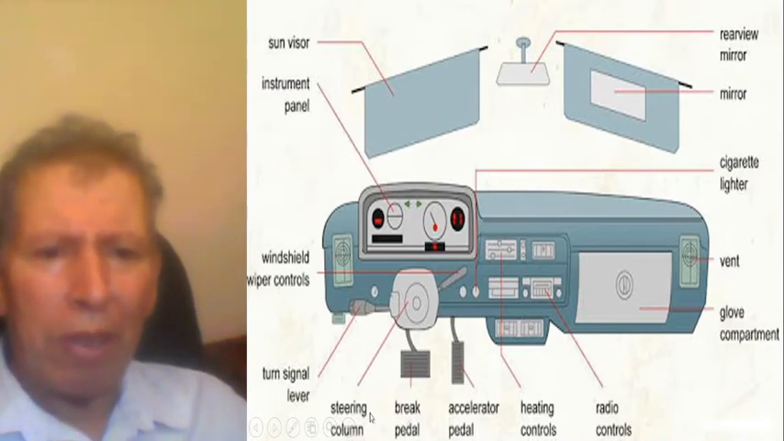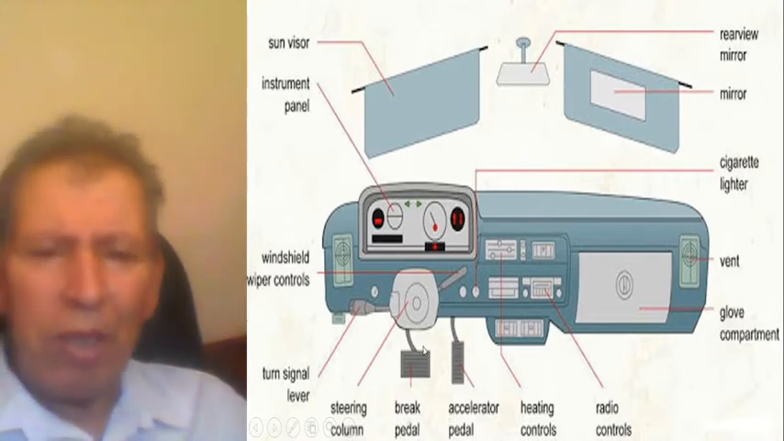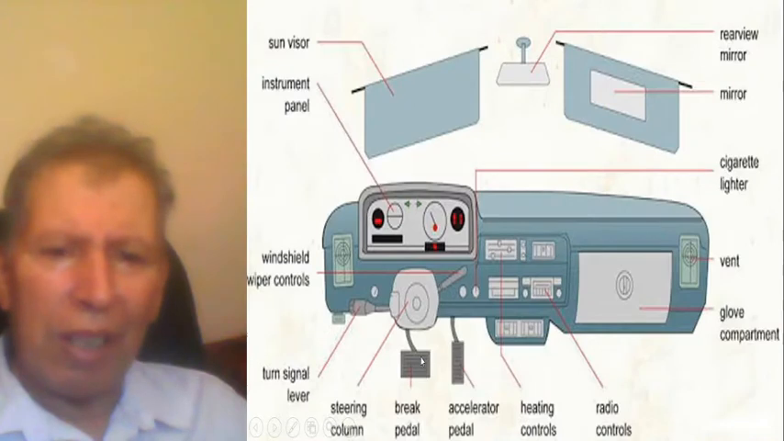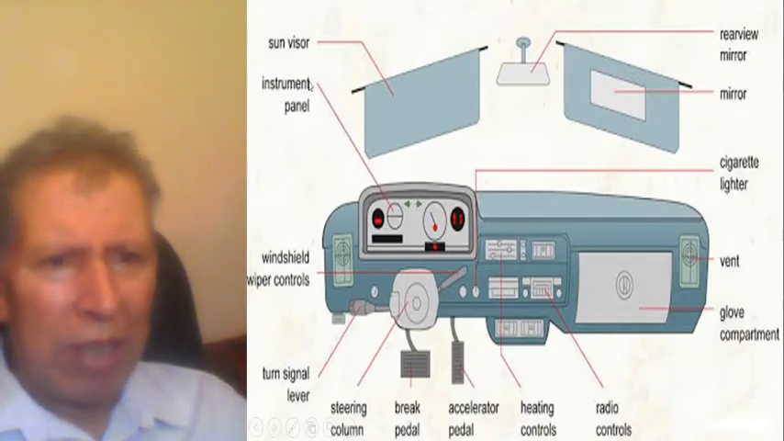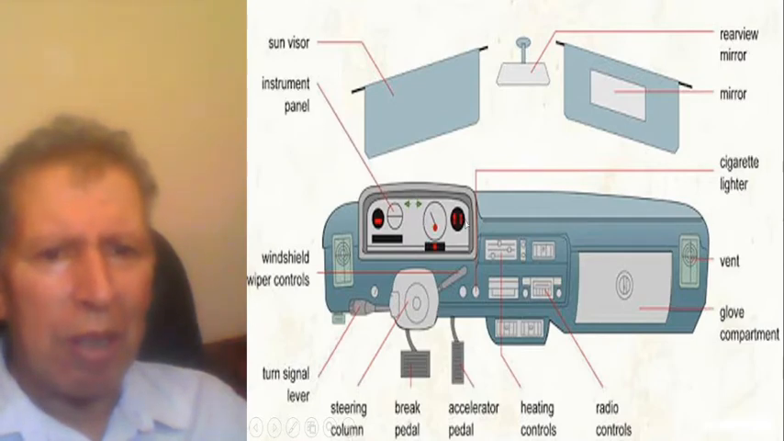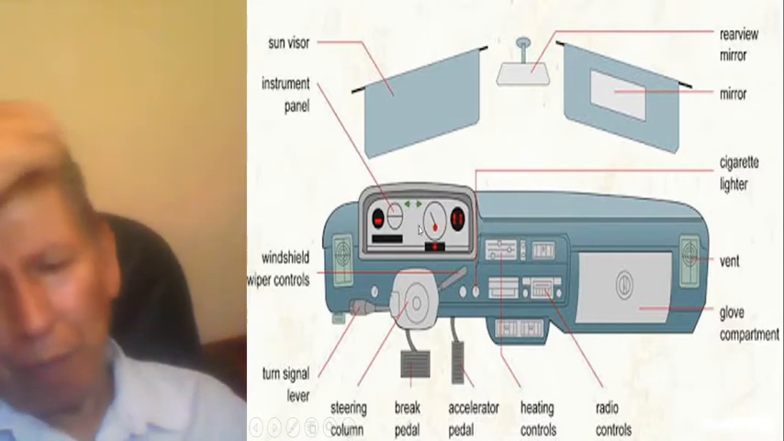Windshield wiper. Steering. It's an automatic car. This is an automatic car, so you don't need that extra pedal. Okay, then, what is this instrument panel? It's a panel where you can see a number of indicators.